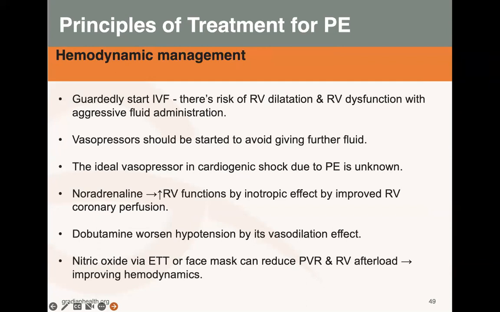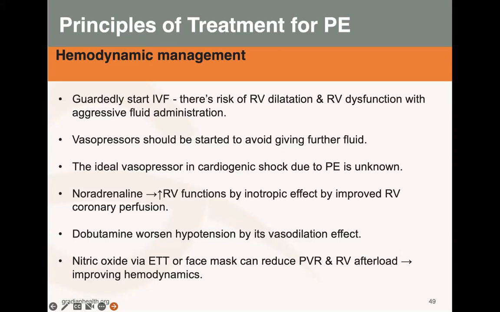So on the C, where we are thinking of hemodynamic management, we have to start IV fluids, but again, how much are we starting? It's important to be guarded. We should be judicious and not give a lot of fluids, because this patient has a risk of right ventricle dilatation and dysfunction as well. Once we give more fluids, we might worsen or hasten the way the patient gets worse. So we give fluids, but we have to be judicious in the way that we are prescribing them.